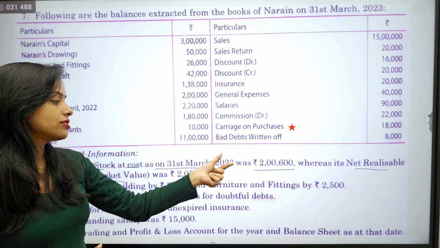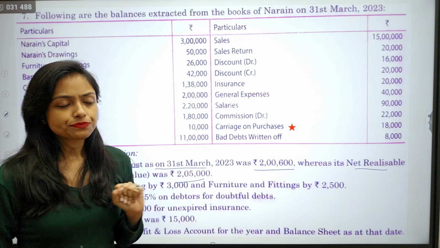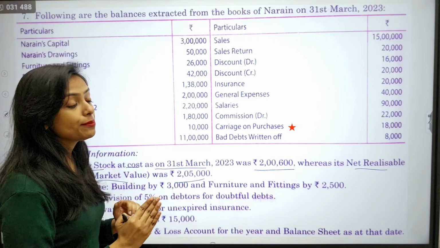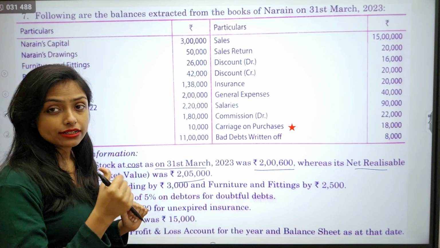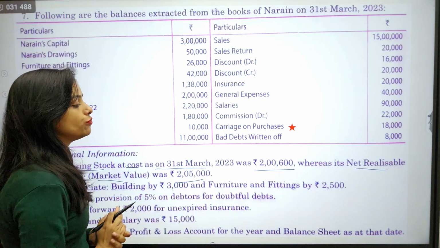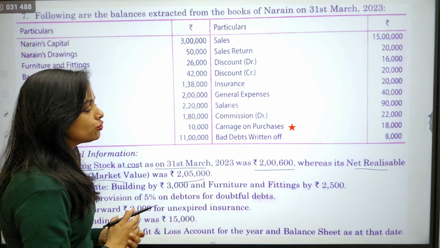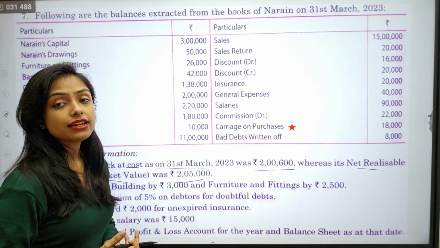But now they have just given me two values and they have asked us to adjust this. The treatment is going to remain the same. We are still going to do it in the trading account and in the balance sheet's asset side. However, which amount do we write out of both of these? You always have to see which amount is lower. What is your net realizable value?